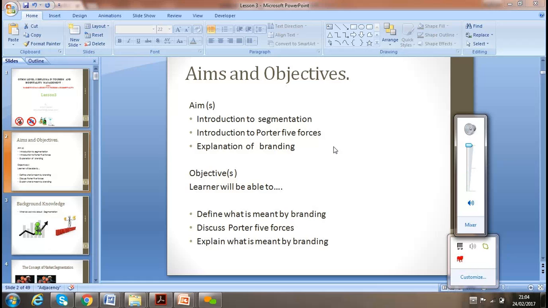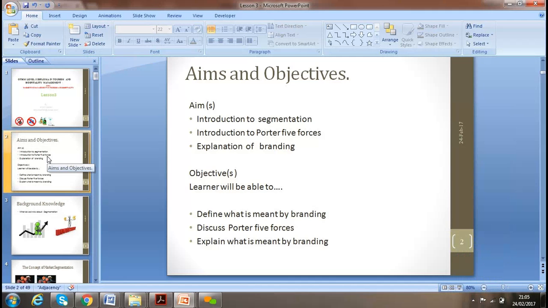Brilliant. And what is the definition of marketing? Satisfying the needs and wants of the customers, in a nutshell. Identifying and satisfying human needs and wants. Brilliant. Well done. Great. So we'll move on now.